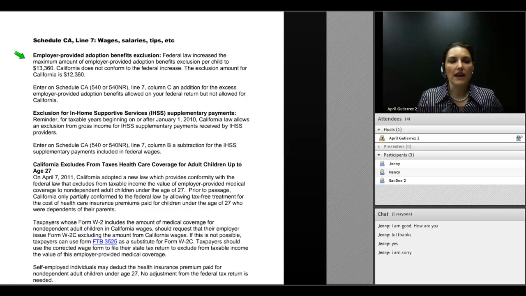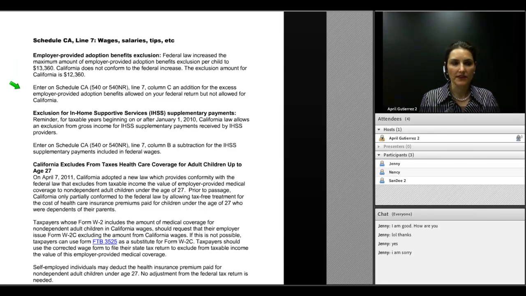And for 2011, there is a difference between California law and federal law when it comes to the employer-provided adoption benefits exclusion. Federal law increased the maximum amount of employer-provided adoption expenses exclusion per child up to $13,360 for 2011. California does not conform to the federal increase, and its exclusion is limited to $12,360.